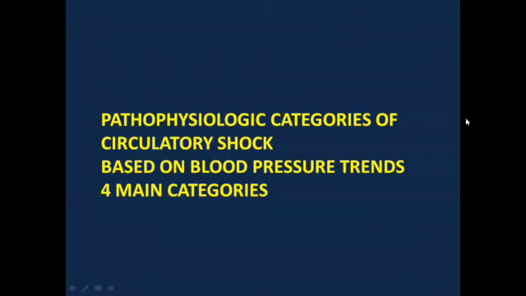The pathophysiologic categories of circulatory shock. We have 4 main categories, and the categories are based mainly on the blood pressure trends. So what you need to do is just look carefully at the blood pressure trends over a period of time. The period of time can be 1 hour up to 24 hours, or can be as far back as 48 hours. You can get that easily from the monitor at the bedside.